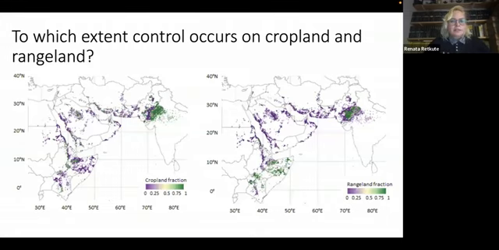Then we looked at very fine cropland fraction distribution maps and rangeland maps, and looked only at those 1 by 1 kilometer grid cells which had control operations reported, to see to what extent control occurs at cropland and rangeland. We found that about 13% of grid cells had cropland fraction larger than 0.7, and 14% had rangeland larger than 0.7. It's not much, but still it gives some idea of where locusts actually are and where they are controlled.